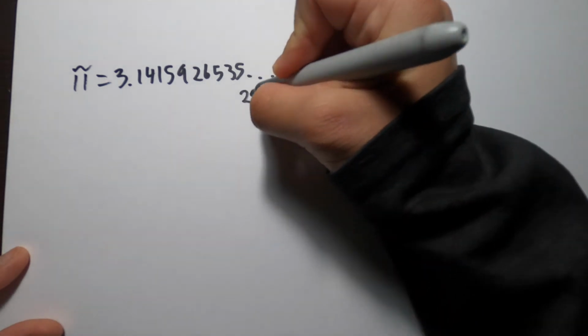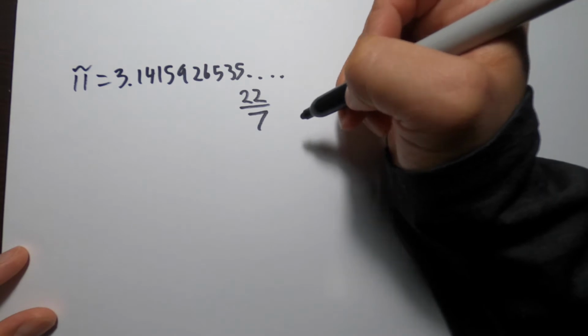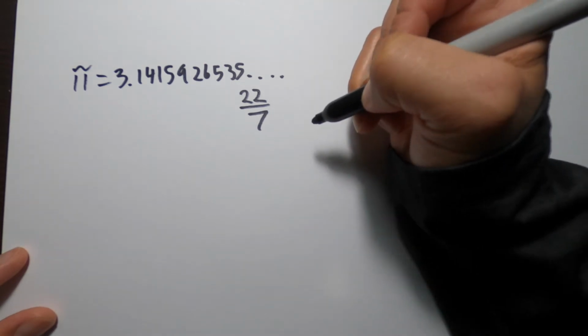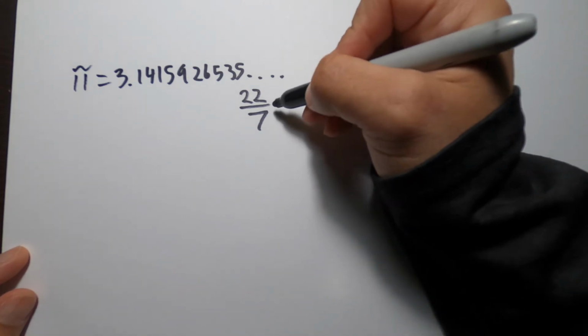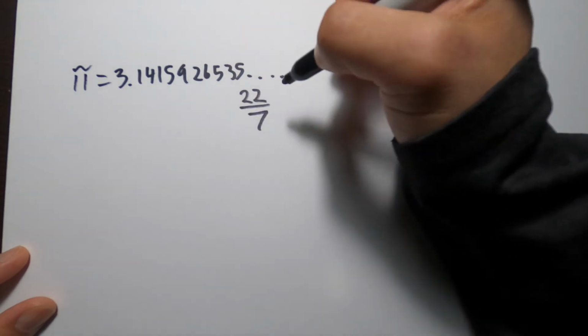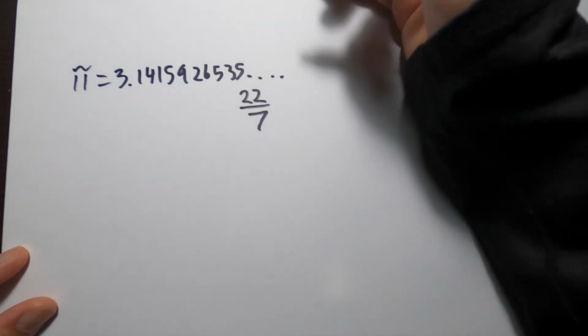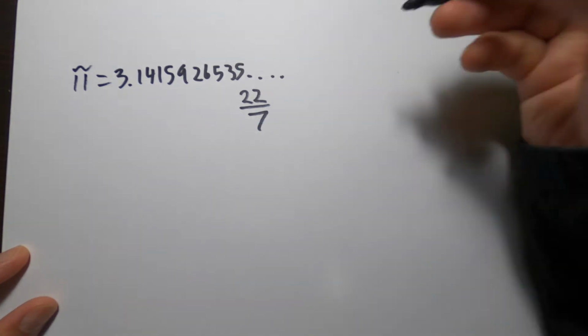Sometimes you'll see this written as 22/7, but that's not accurate. This is an irrational number, which means you can't technically put this in ratio form, as a fraction. There's no accurate way to write this down, so we use the symbol of pi.